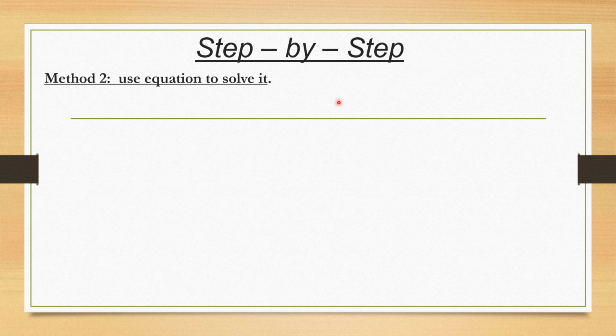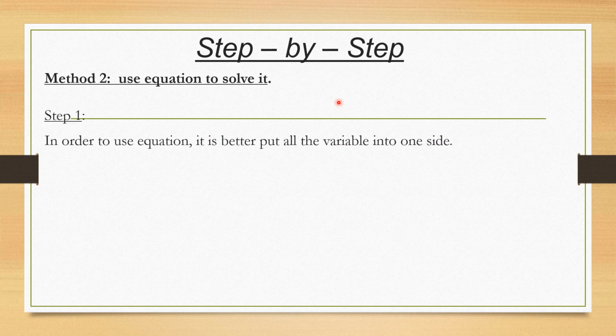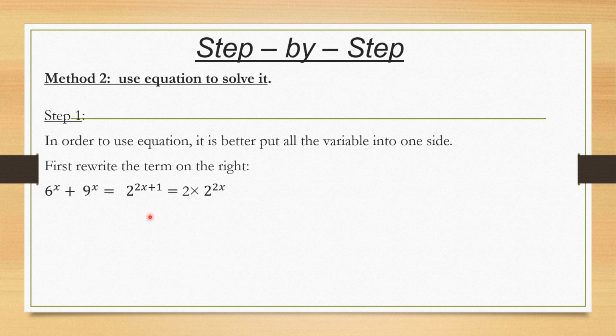The second method is to use an equation to solve it. So step 1, we have to put all the variables into one side. In this case, we're going to put every variable on the left. So you have to rewrite the right side, which is this. Now this can also be written as 2 times 2 to the power of 2x because there's a hidden exponent of 1 here. And because they share the same base, we can add up the exponents. Now we get 2x plus 1 is equal to 2x plus 1. So these two equations are the same.